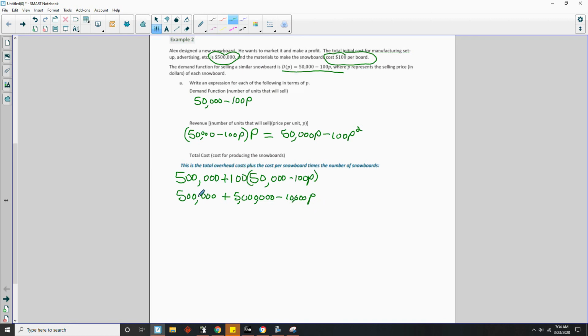Okay, so 500,000 plus 5 million is 5,500,000 minus 10,000 P. Okay, so that's the total cost.